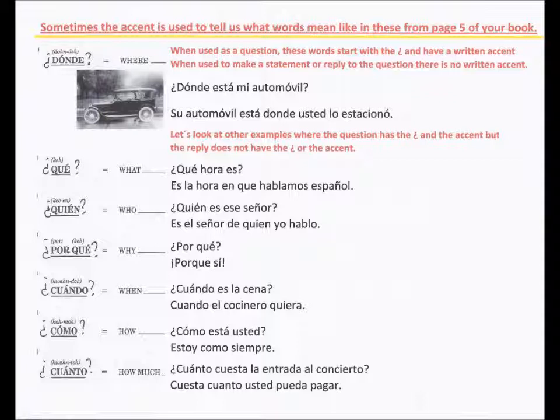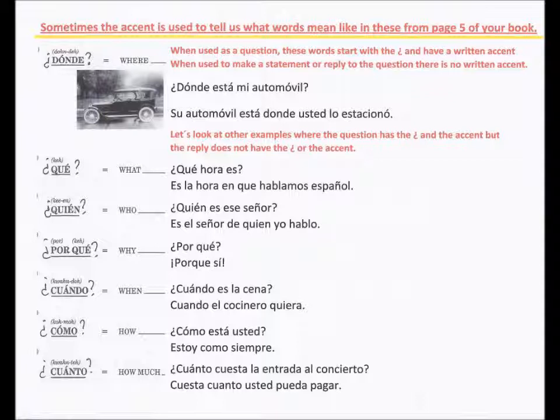¿Por qué? Why? Porque sí. Because. That porque sí is used a lot, especially if you have children. Porque sí. It means just because. Notice that that sí has an accent. Sí, when it means yes, has an accent. ¿Por qué? As a question, 2 words with an accent. Porque as a reply, 1 word and no accent. ¿Cuándo es la cena? When is the dinner? Cuando el cocinero quiera. When the cook wants.